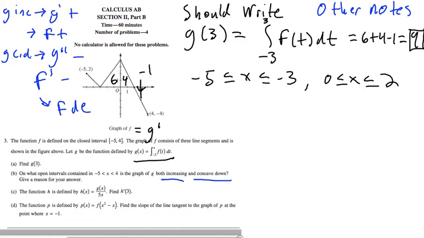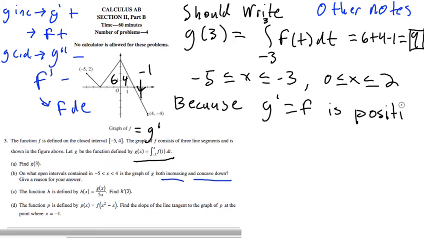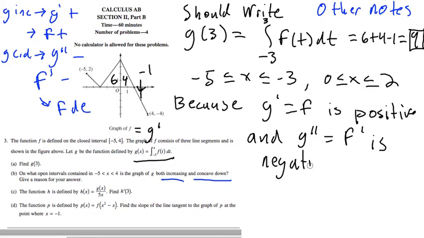Let's do increasing first. Our reason is because g prime, which is equal to f, is positive, and g double prime, which is equal to f prime, is negative. And I think that would be sufficient, but we're trying to kind of go all the way, so we're going to say because f is decreasing.